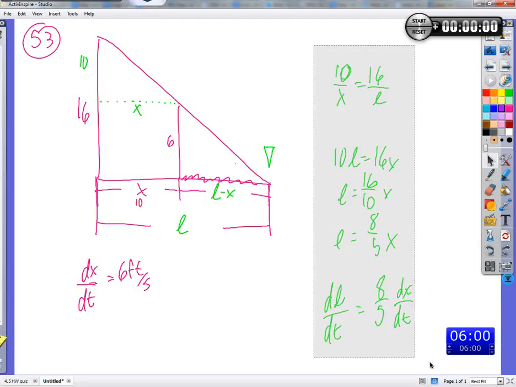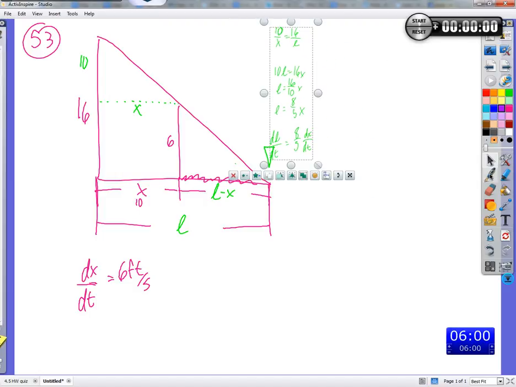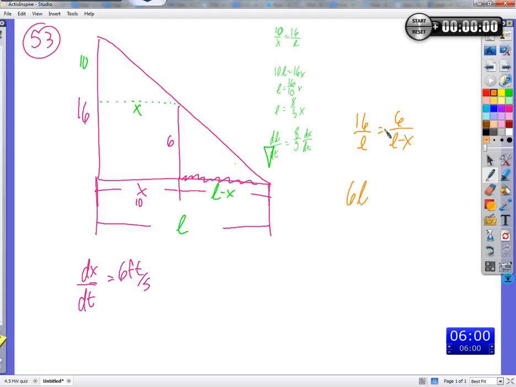Let's just grab this. I like that one. It's a little easier because it doesn't involve that subtraction. Okay, here we go with this one. So similarly, we'll take 16 over L. For whatever reason, this triangle we've got should be equal to 6 over L minus X. So multiply both sides by the denominators, and we'll get 6L equals 16 times L minus X. 6L equals 16L minus 16X.